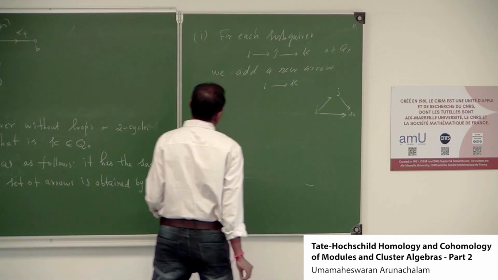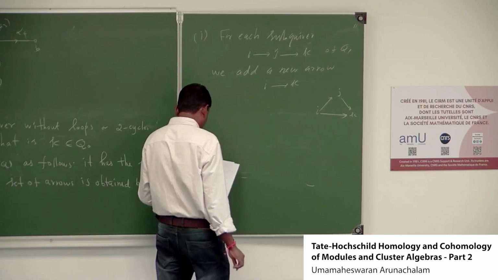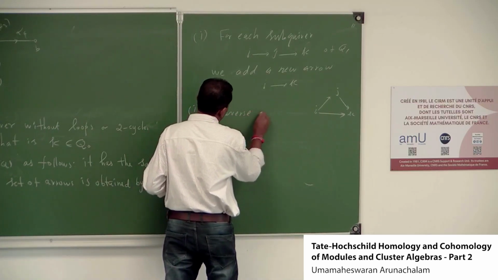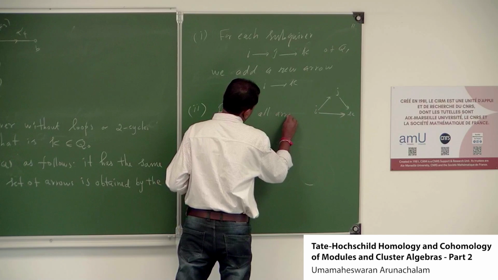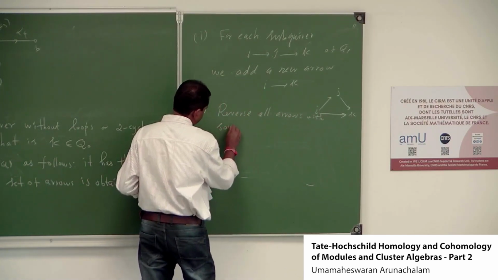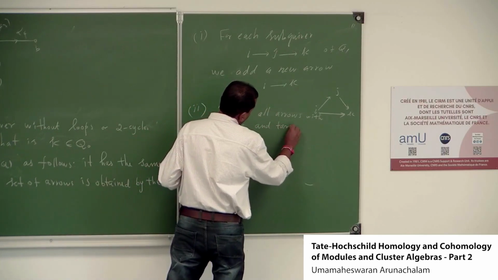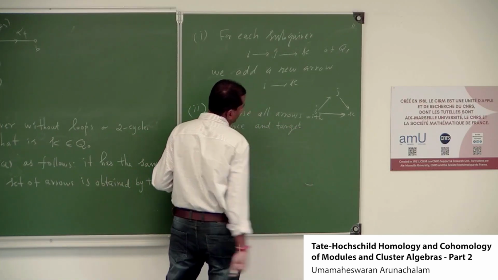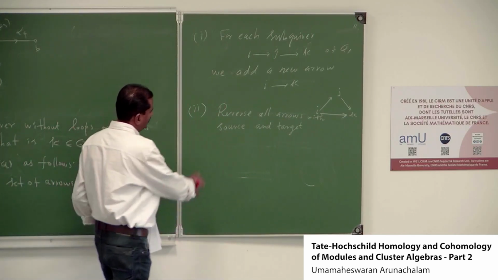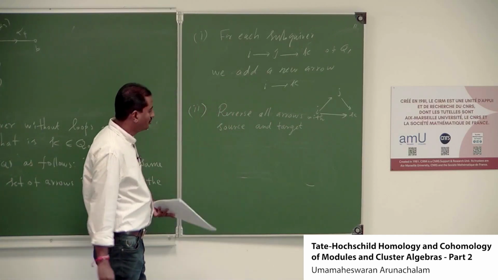This is the first one. The second one: reverse all arrows with source and target related to k, mutating vertex k. Reverse all arrows with a source or target which is related to k.